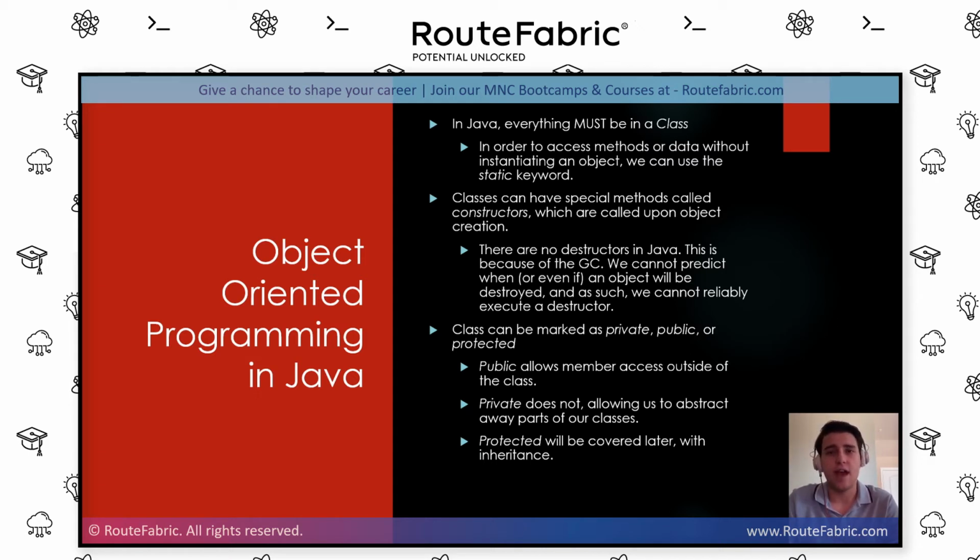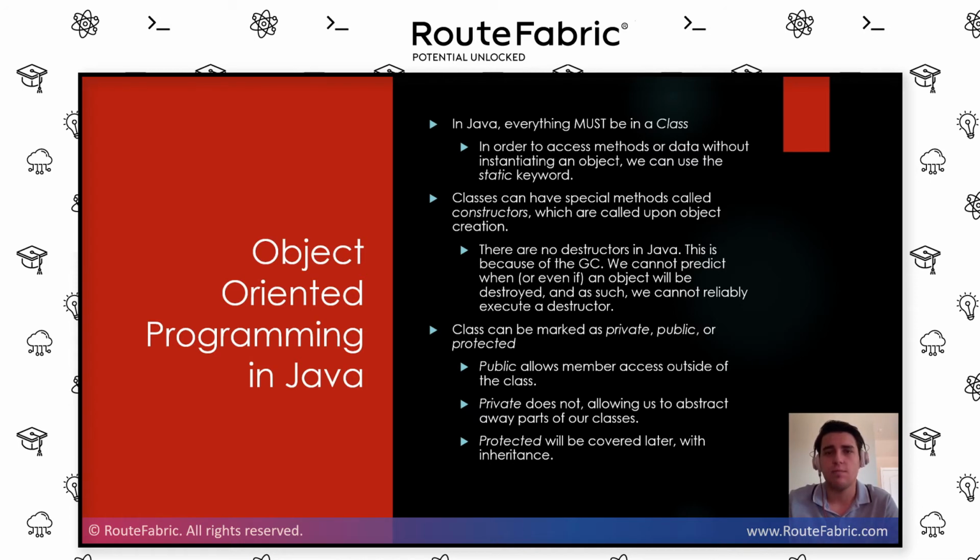Classes also have access modifiers, and these are going to be private, public, or protected. Just a quick overview: public allows member access outside of the class, private does not. So this is what allows us to abstract away parts of our classes. And we'll get into protected later because it's not relevant unless you're dealing with polymorphism and inheritance. That's where protected comes into play.